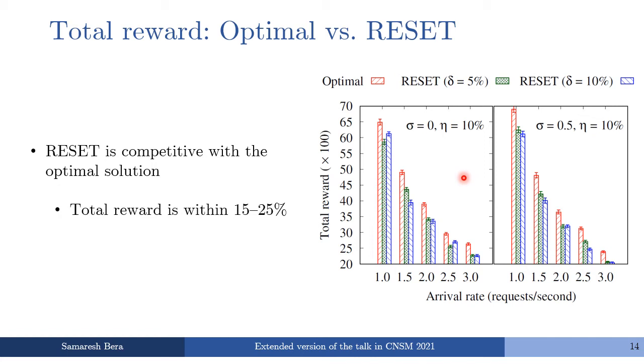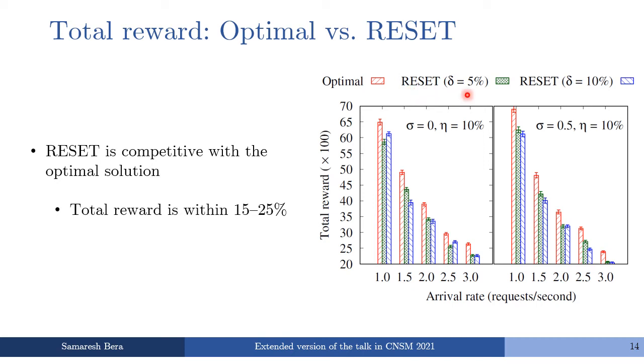So here we plot the total reward of the optimal solution and the proposed scheme called RESET. In the x-axis we have the arrival rate, that is the number of requests per second arriving at the network. In the y-axis we have the total reward obtained by the network operator on admitting the slice requests. We have three different schemes: the optimal solution, obtained by solving the optimization problem using the IBM CPLEX optimizer.